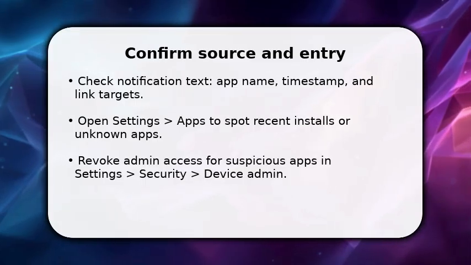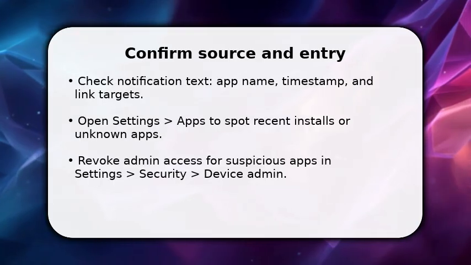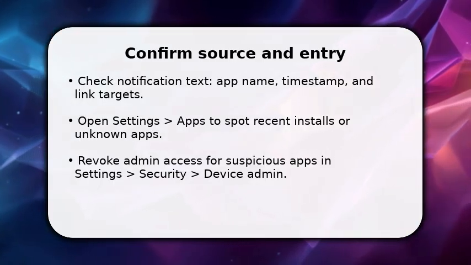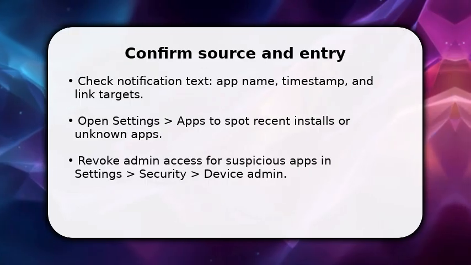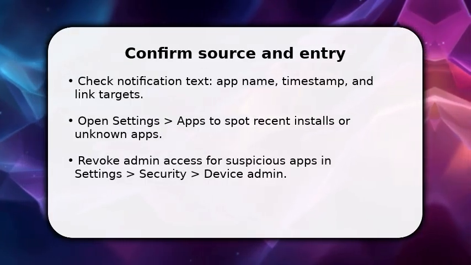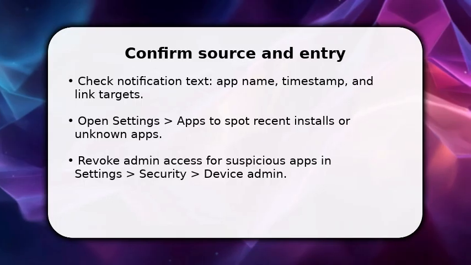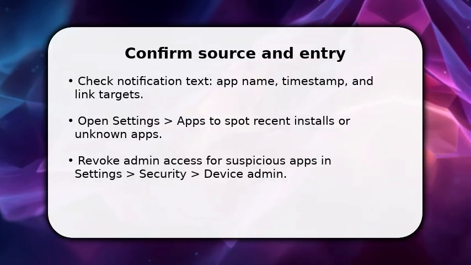You're starting by confirming where the virus notification came from and stopping its privileges. Open the notification but do not tap links. Note the app name and time. Next, go straight to Settings Apps and sort by recently installed to spot unfamiliar packages.